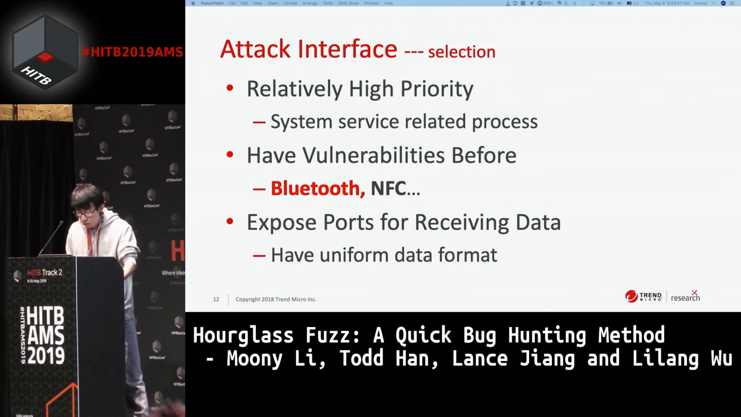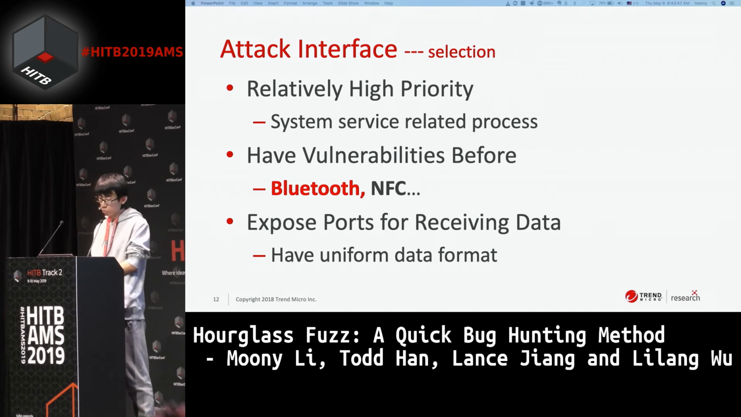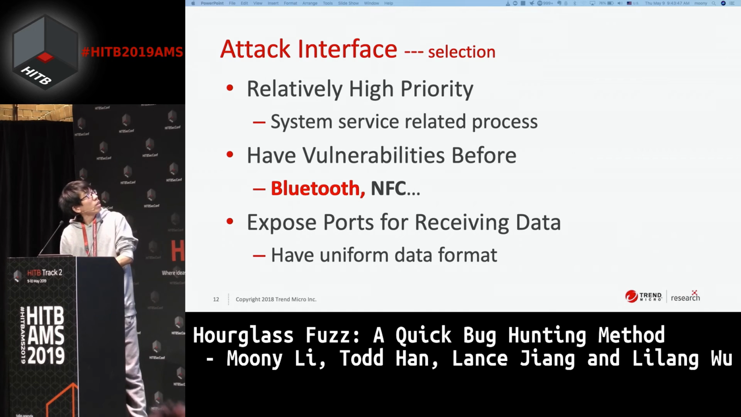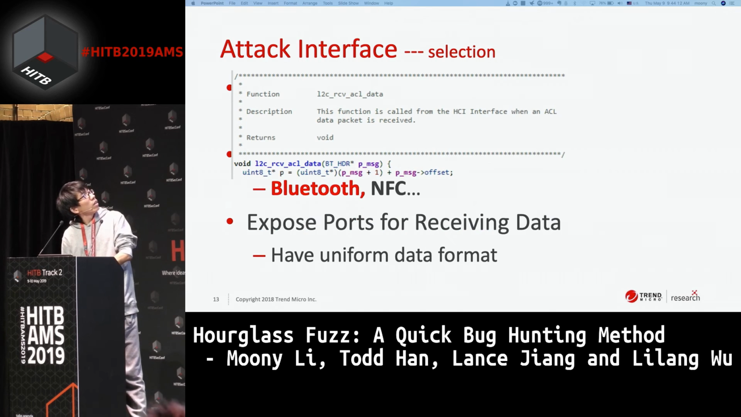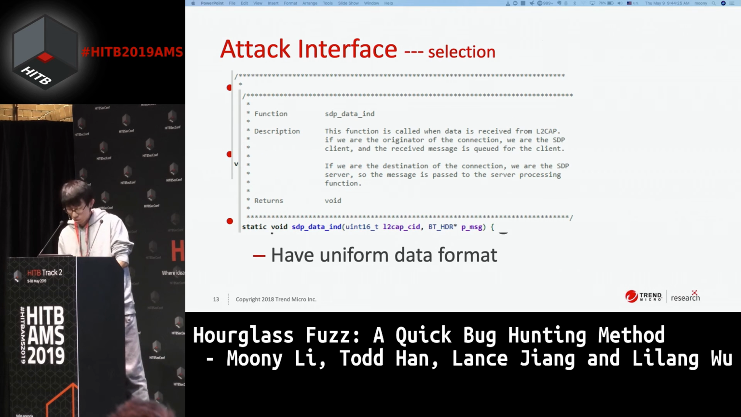And finally, after the investigation of the code, we found that system apps like Bluetooth and NFC match what we want. We all know that Bluetooth has some famous vulnerabilities like BlueBorne, and as the figure shows, Bluetooth also exposes many data processing callbacks, which directly process raw Bluetooth packets. Here we will use Bluetooth as an example to show you how we do it.